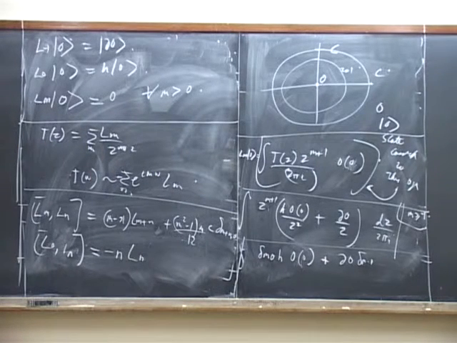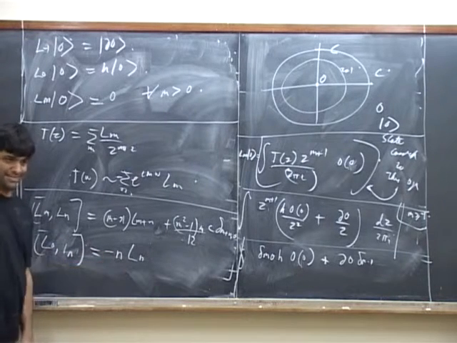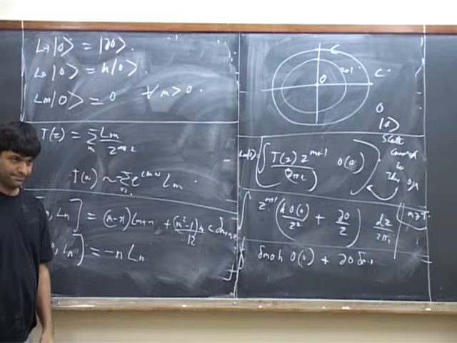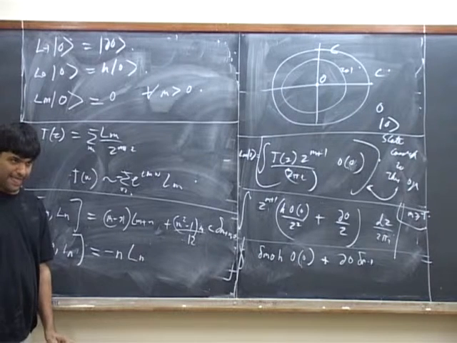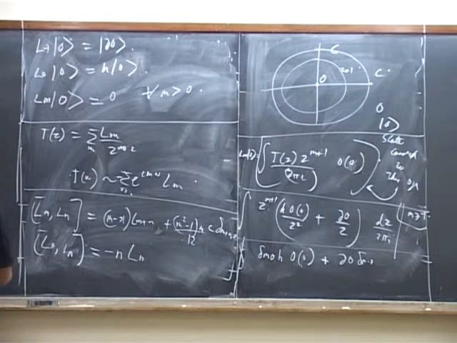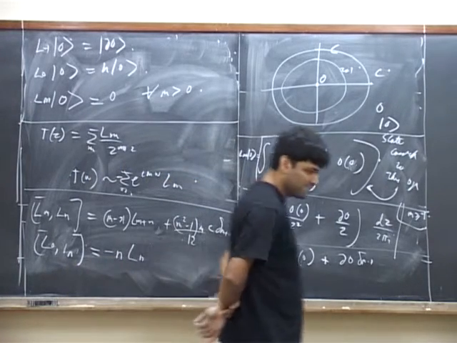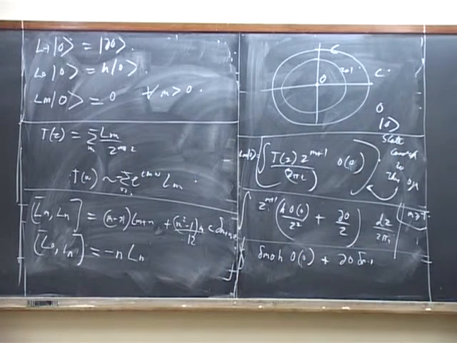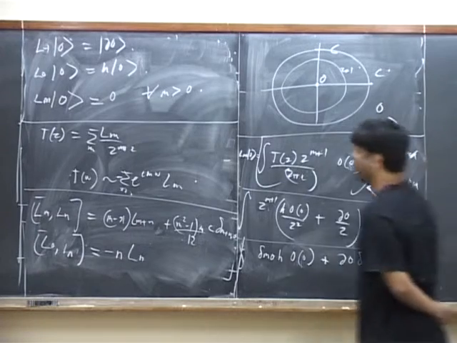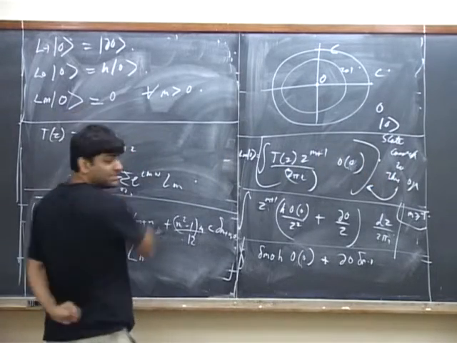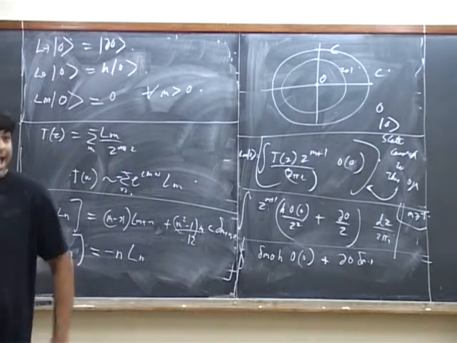Is this clear? Right? Because this is the minus side. So this is just telling us that these states, which correspond to the primary operators, are the lowest. Good. So what does it mean that Ln on O is equal to 0 for all positive n?